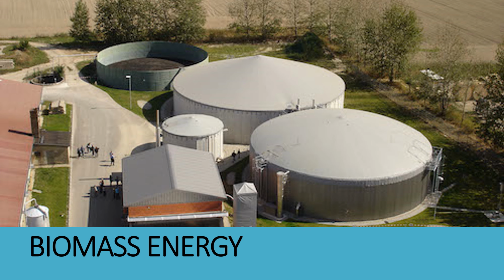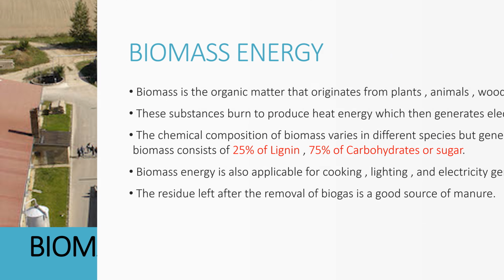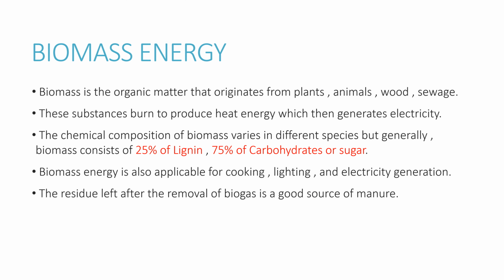The next is biomass energy. Biomass is the organic matter that originates from plants, animals, wood, sewage. These substances burn to produce heat energy which then generates electricity. The chemical composition of biomass varies in different species, but generally biomass consists of 25% of lignin, 75% of carbohydrates or sugar. Biomass energy is also applicable for cooking, lighting, and electrical generation. The residue left after the removal of biogas is a good source of manure.